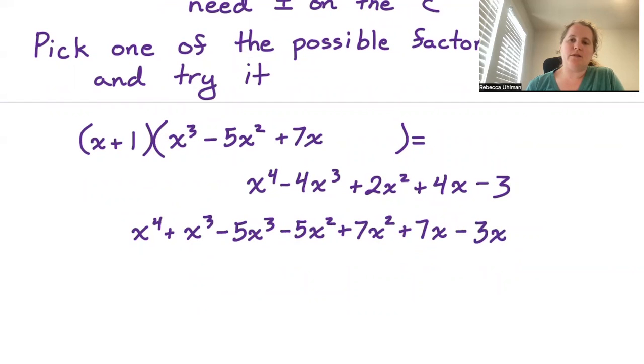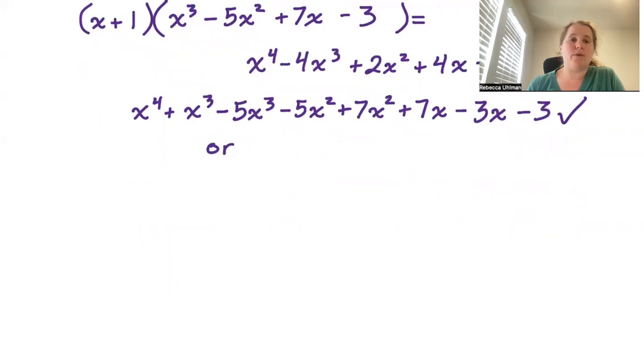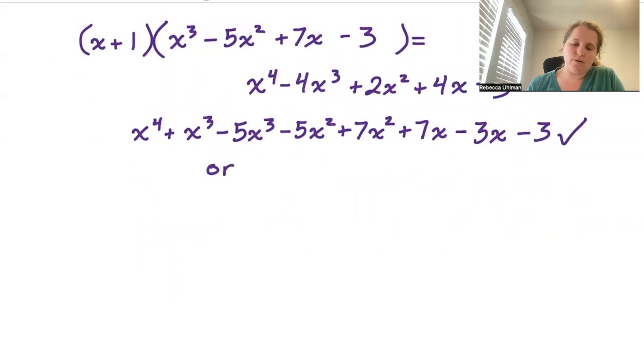In order to do minus 3x, we have negative 3 times x will give us negative 3x. And then we end with minus 3, and we do get what we want. Again, this is equivalent to essentially doing long division, or you can do synthetic division, whatever format you're comfortable with.